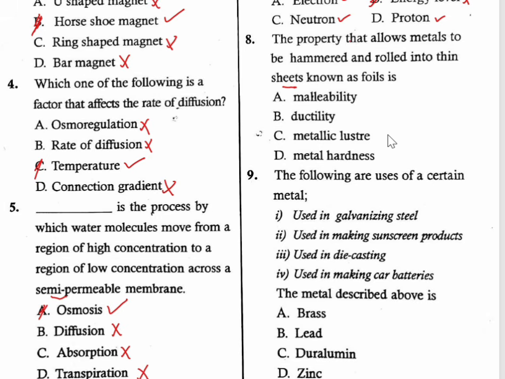So let us see. Metal hardness, this is not true. This describes the resistance to bending or even breaking. Metallic luster, not true. This describes the shining property of metals. Ductility, not true. This is the ability of metals to be drawn into wires, for example, copper wire. And therefore, the correct term is malleability. It is where metals can be hammered into thin sheets without breaking.